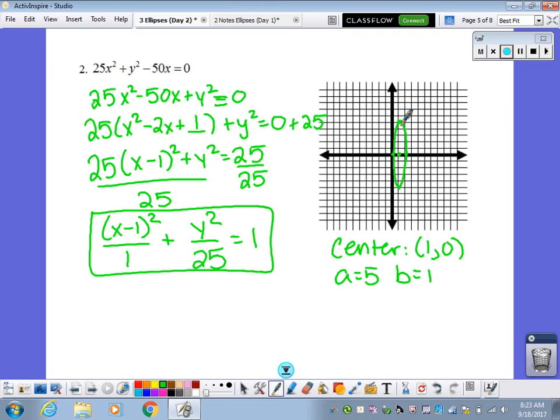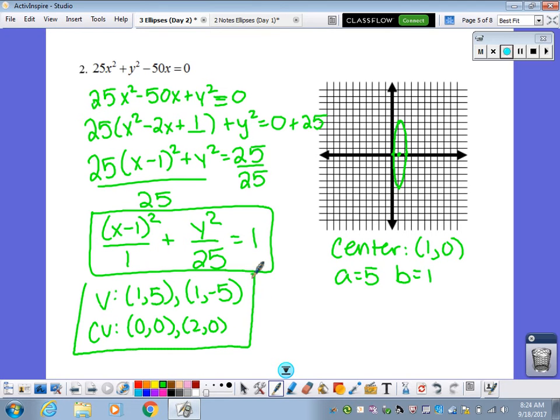Now, let's write down our points for our vertices and our co-vertices. Our vertices are 1, 5, and 1, -5. And our co-vertices are 0, 0, and 2, 0, which we can see we have plotted right here. So there are the points of our vertices and our co-vertices. Now we have to find our foci.